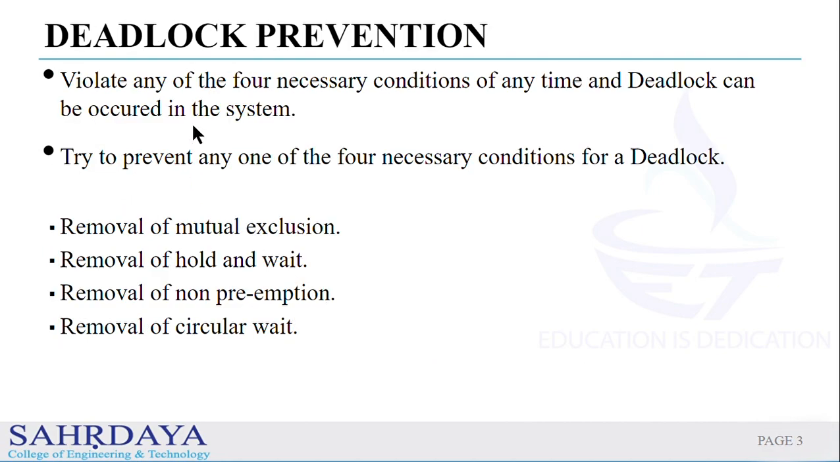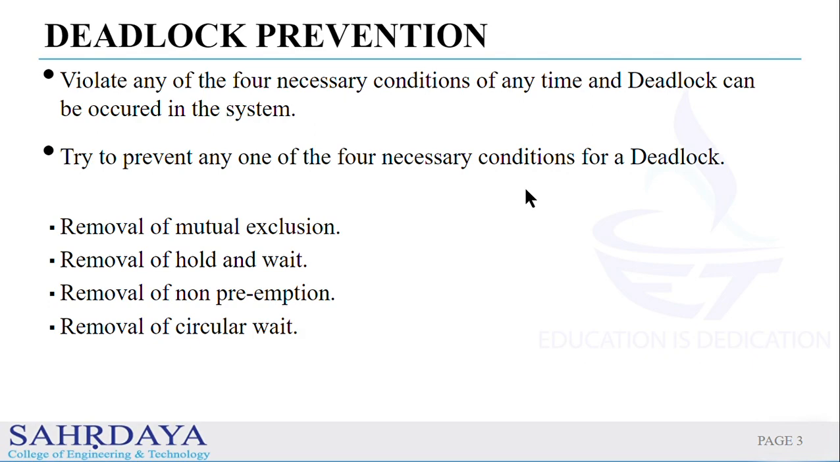Deadlock prevention. We know the four necessary conditions for deadlock to occur: mutual exclusion, hold and wait, no preemption, and circular wait. If all four conditions hold at any time, deadlock can occur in the system. So try to prevent any one of the four necessary conditions for deadlock.